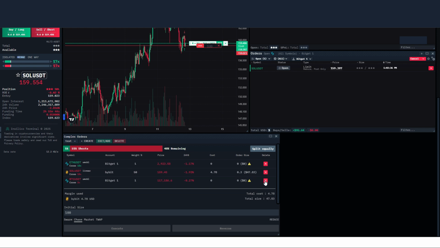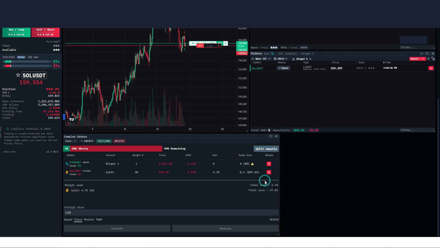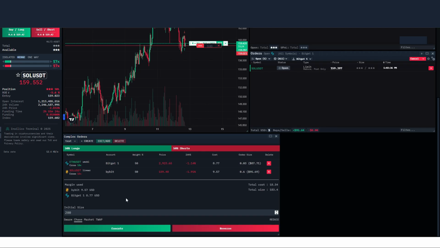Actually, though, this is an example wallet, so it doesn't have much money in it. So Bitcoin's a little bit hard to trade with the minimum size. But let's see, split equally. Can I do much? Yeah, this is enough. So basically, this is so cool.